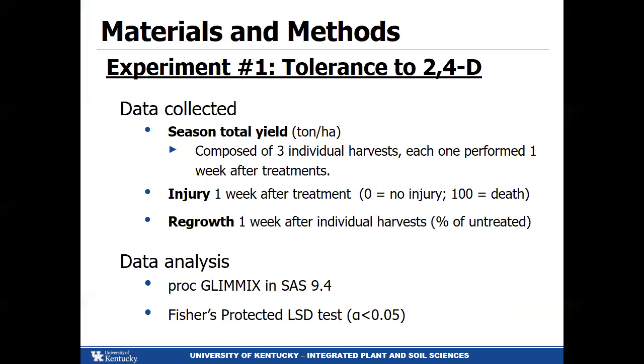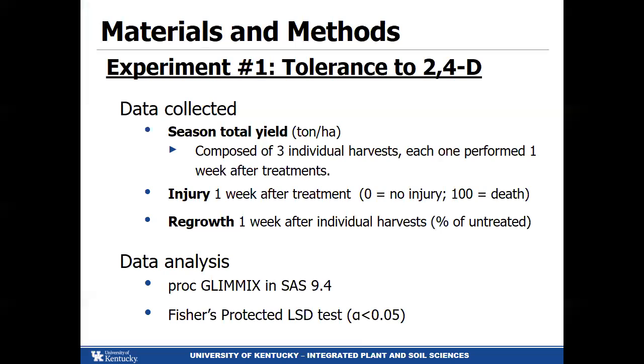All right. So the data we collected, the first one is season total yield. The clover regrows after harvest. It regrows from the crown. So each time we harvest it, we were able to make three individual harvests on the growing season. So the season total yield is the compound of these three individual harvests.